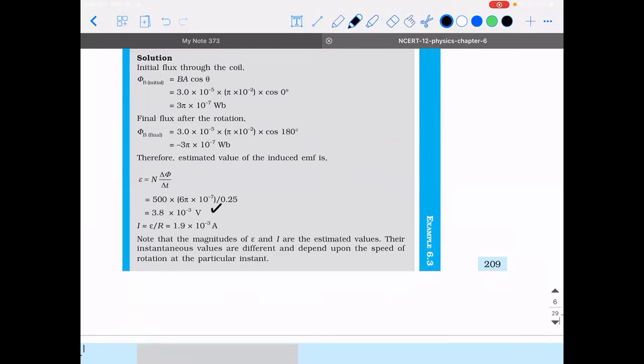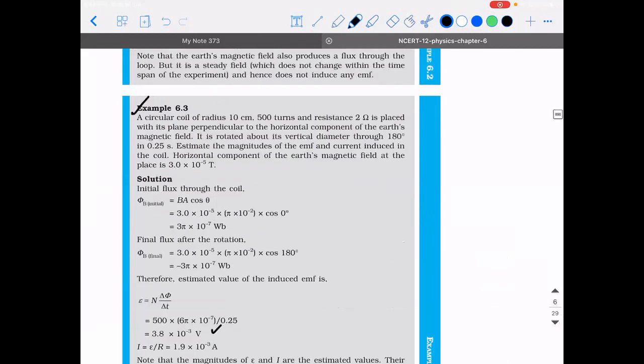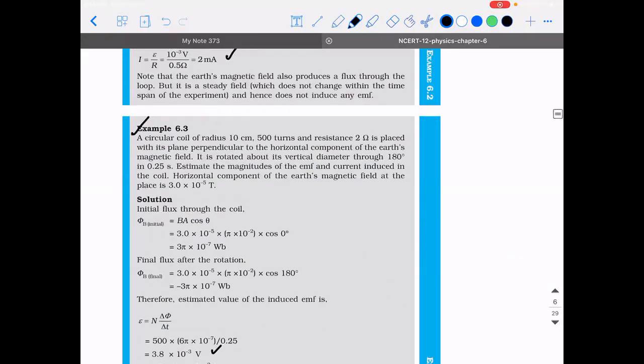So did you guys understand? Is there anyone who didn't understand how to approach this problem? Should we find the current also? That's what they asked, no? Sir, can you show? Okay, current induced. Okay, so one minute.